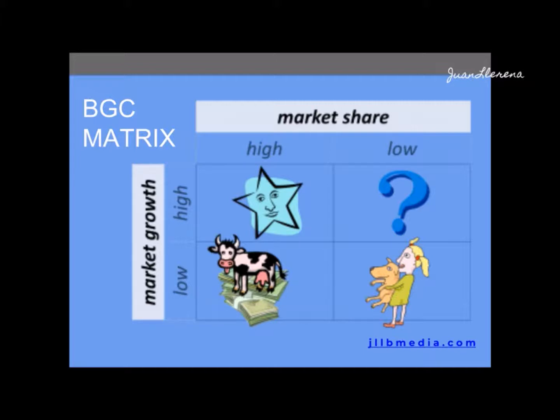Okay, we're talking about the cow products, the star products, the dog products, and the question mark products. Okay, and each one has a different meaning and a different reasoning, and why you need to have a balance of all of them to have a successful and a healthy business.